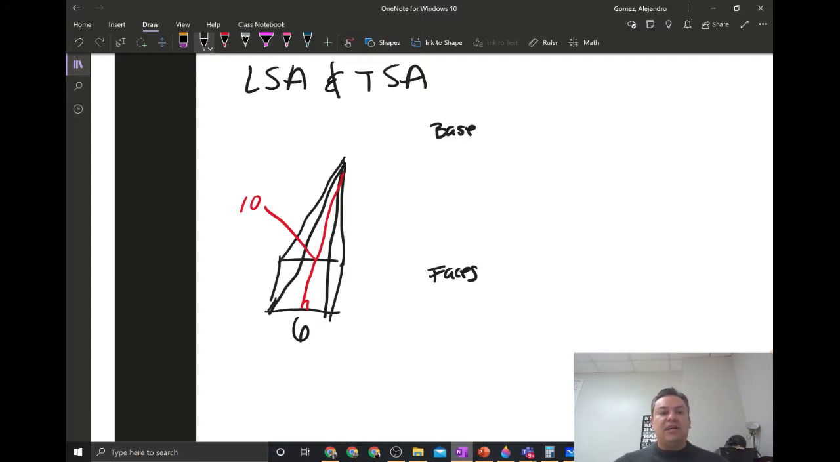And today we're going to talk about how to find the total and lateral surface area of a square pyramid. Okay? A square pyramid or a rectangular pyramid is going to be the same principle.